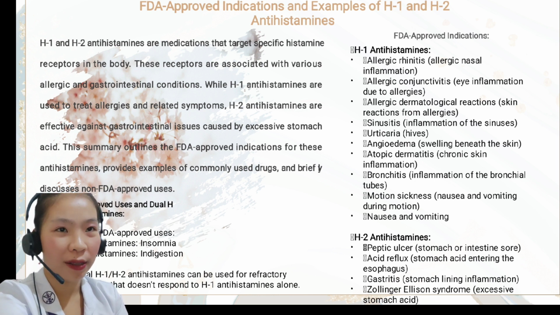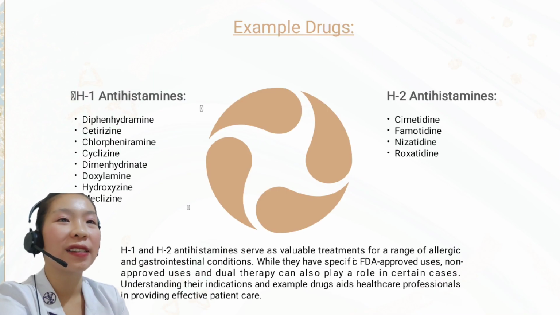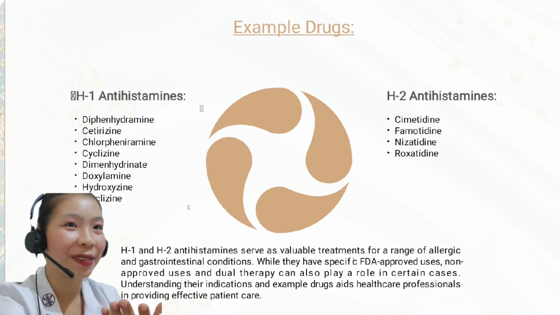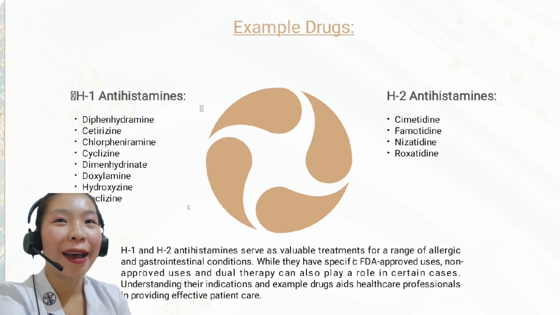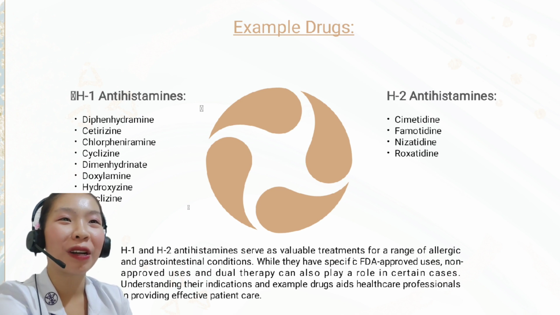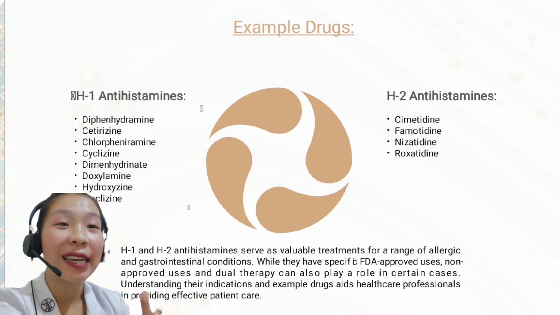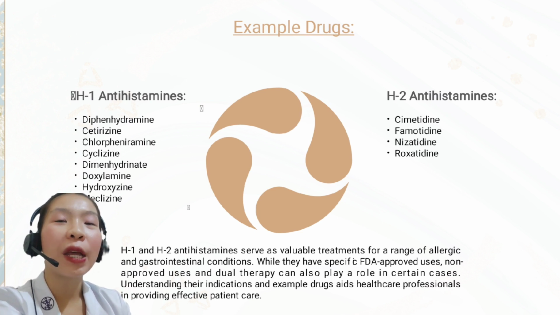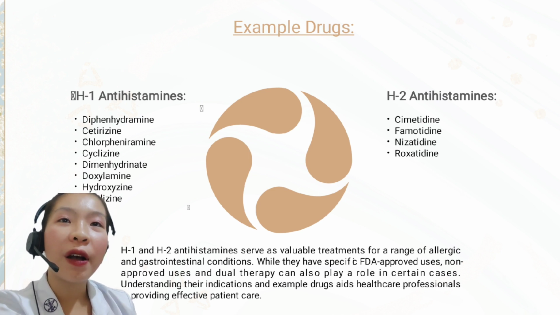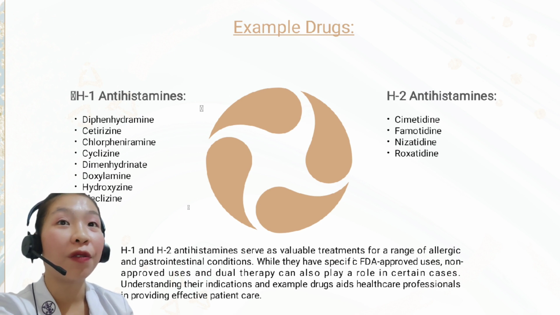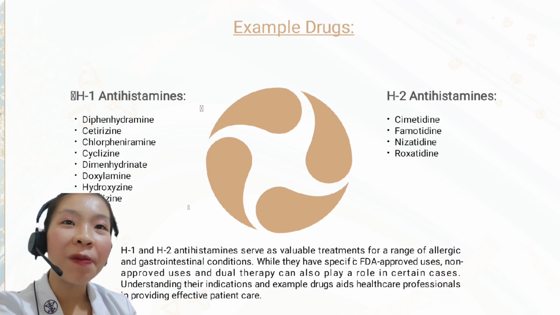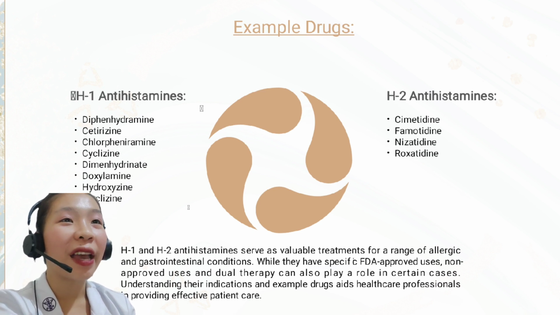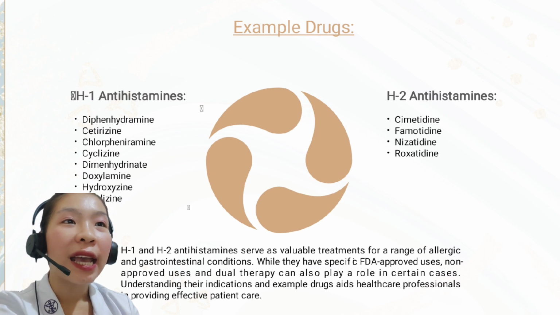Here, examples of the drugs. Yes, I've made a drug study about this in our group activity, so I hope everyone is done with that. For the examples of drugs, we have our H1 antihistamines and also H2 antihistamines. So let's begin with the H1. The first one is diphenhydramine, cetirizine. This is very common for me, I often buy that over the counter. Now the third one, chlorpheniramine, cyclizine, dimenhydrinate, doxylamine, hydroxyzine, meclizine, and the H2 antihistamines are the following. We have cimetidine, famotidine, nizatidine, and roxatidine.